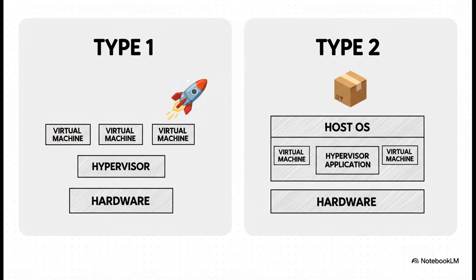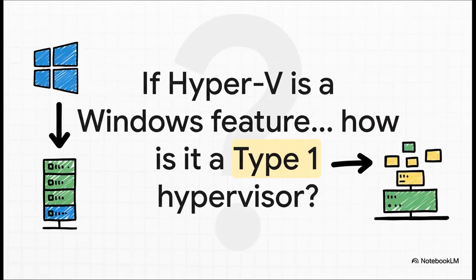This one doesn't run on an OS. It runs directly on the hardware itself. It is the foundation. This gives it way better performance. And here's the thing, Microsoft claims Hyper-V is a Type 1, which should make you go, wait a second, right? If you turn on Hyper-V from inside Windows, how on earth can it be a Type 1? It totally feels like it should be a Type 2 app. It's a paradox. Well, this is the cool part we're about to unravel.